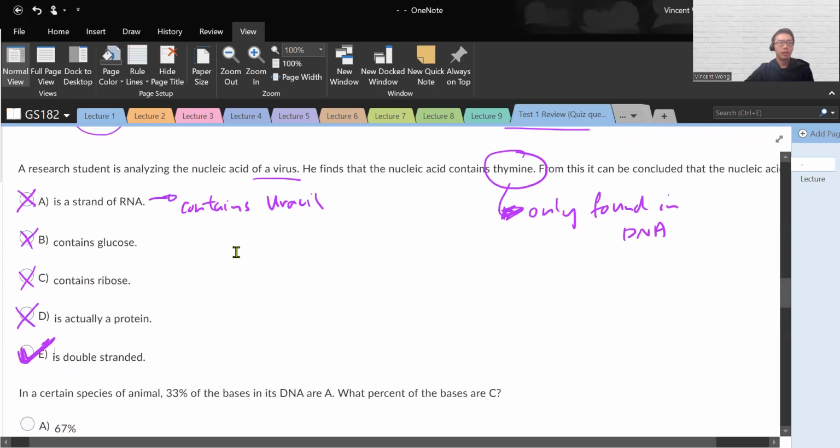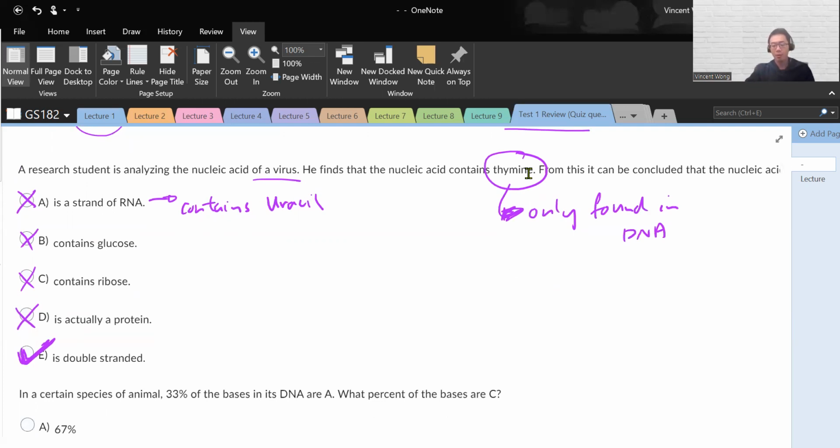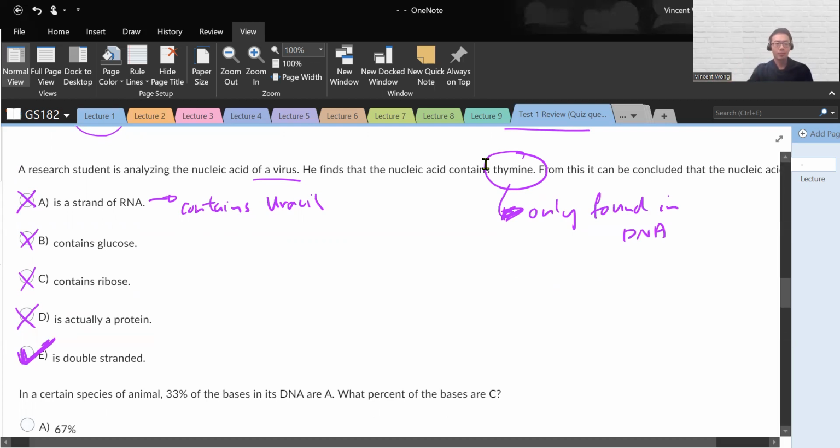So it's not a protein. Could you please repeat that? Yeah, just because it contains thymine doesn't tell you it's protein. In fact, there's no thymine in protein, right? Protein is made up of amino acids, right? Thymine is a nitrogenous base. Okay.